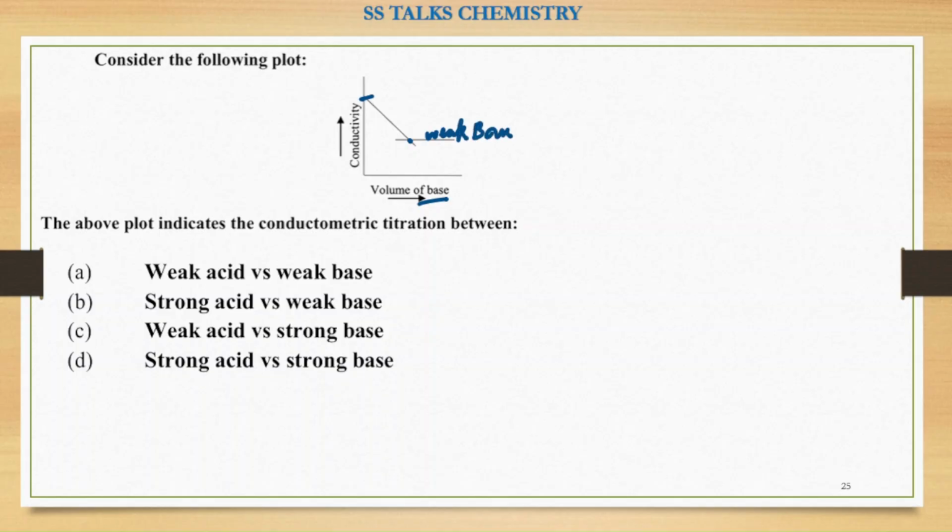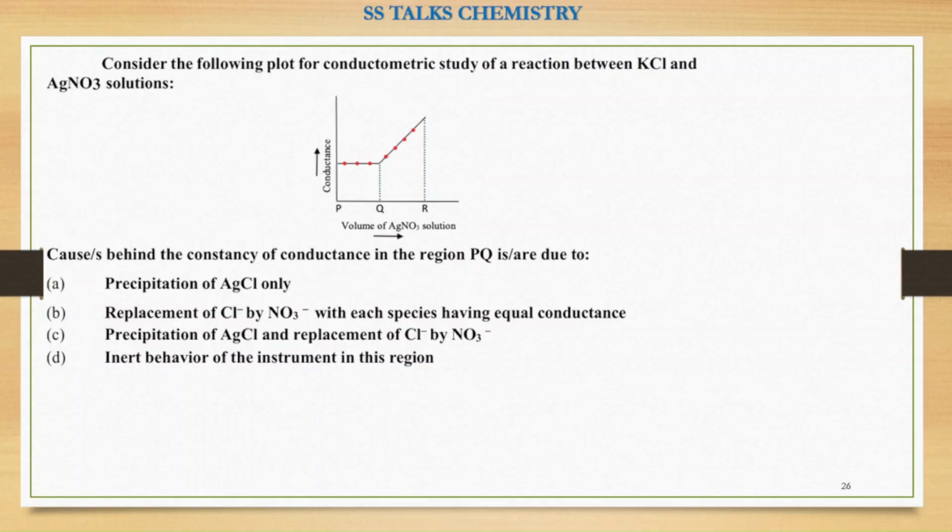And initially we are having the higher conductance value, that represents that it was a strong acid. That is why the conductance was higher initially. So the plot is for the strong acid versus the weak base, that is given to us in option B over here. Okay, moving on to the next one.